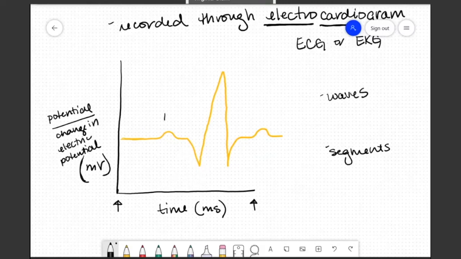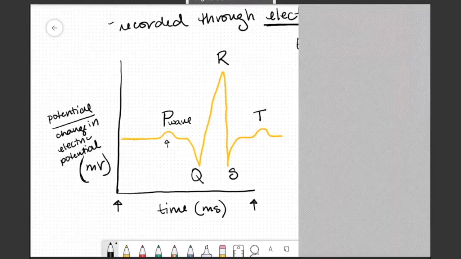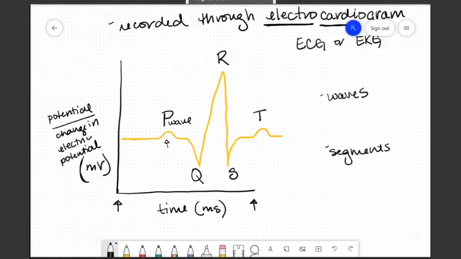You're going to have the P wave, which is measuring this guy right here. Then you're going to have the QRS waves. So the PQRS, P wave, then you're going to have the QRS wave, and then this is going to be the T wave. So all of these waves you are going to have: P, Q, R, S, T. PQRST. Then you're going to have some segments.